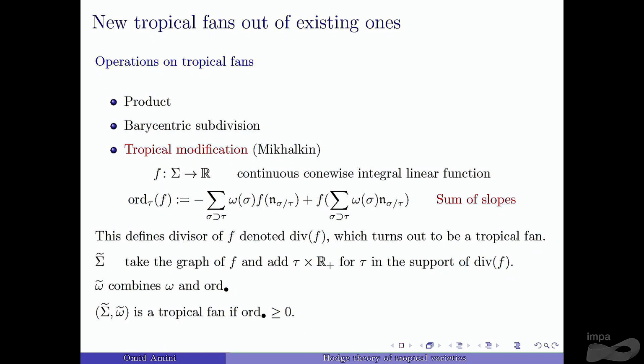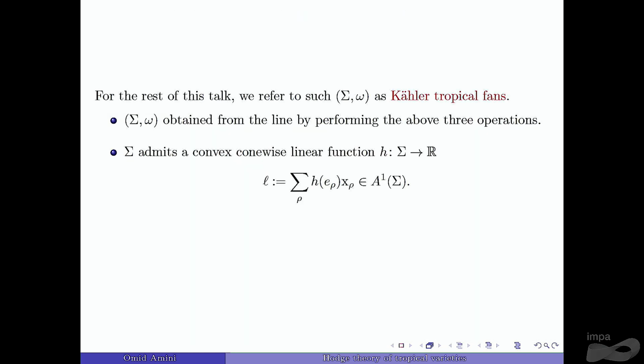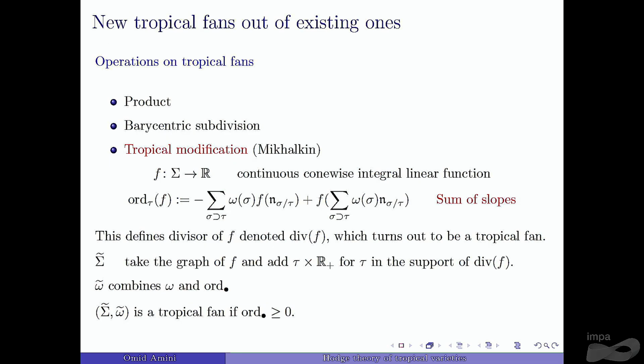And the tropical modification is obtained by taking those cones and multiplying them by R plus inside Rn plus 1, inside a bigger ambient space. Okay, so why is this interesting? Because to each of these tropical fans, I can associate a Chow ring.